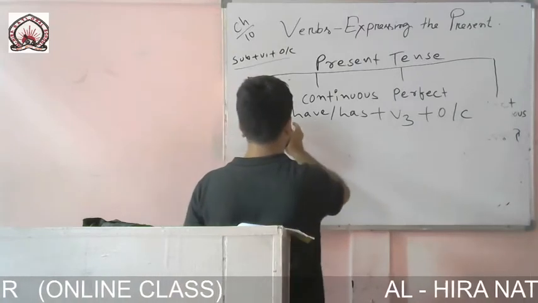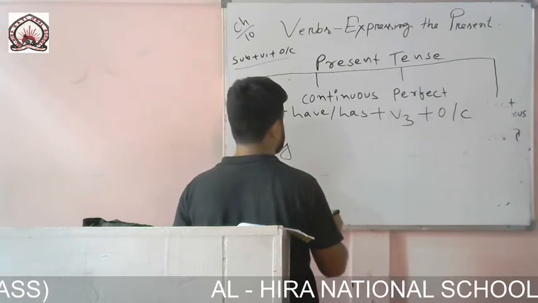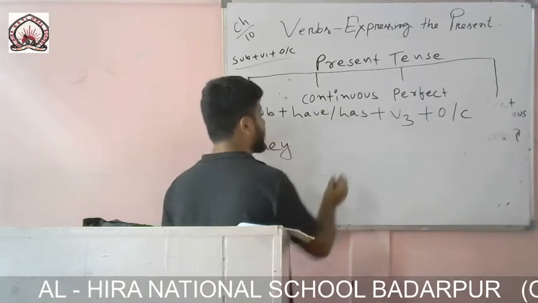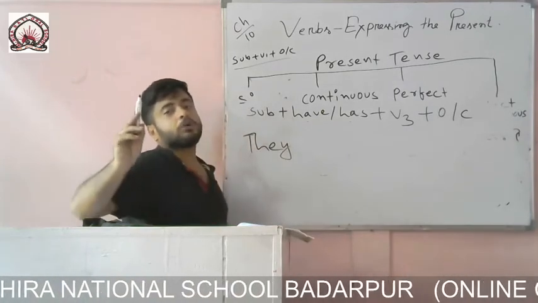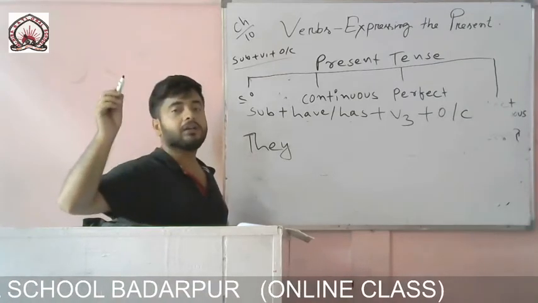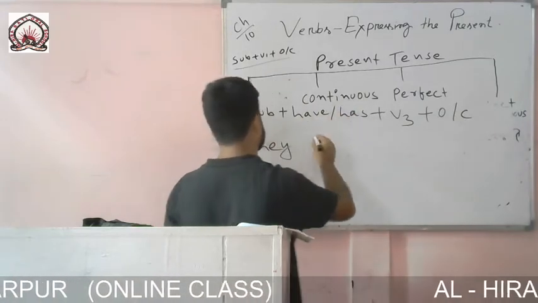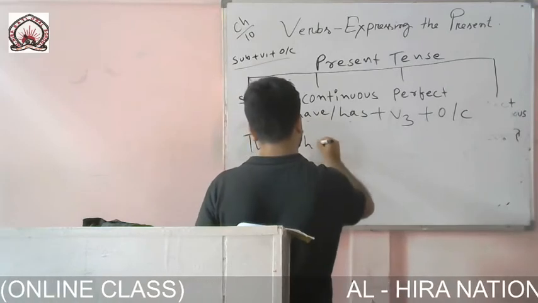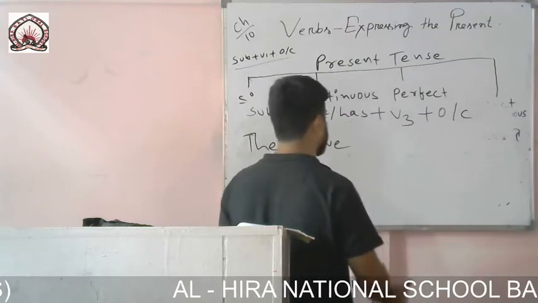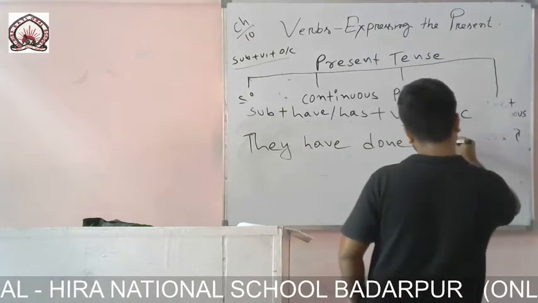Then according to the subject, what do we have to write? We have to put have or has. We know that we have to use has only with third person singular: he, she, Ram, Sham, pen if it is singular. So with third person singular we write has. Otherwise, with all the rest we use have. It is not third person singular, so we write have. They have. Now the third form of the verb. So if I write done, D-O-N-E, they have done the work.